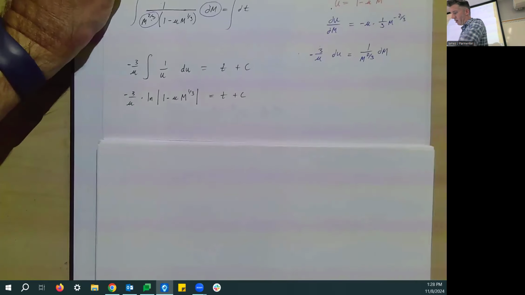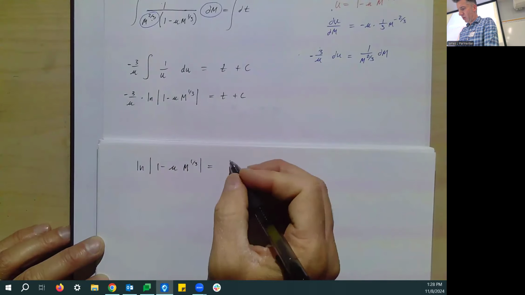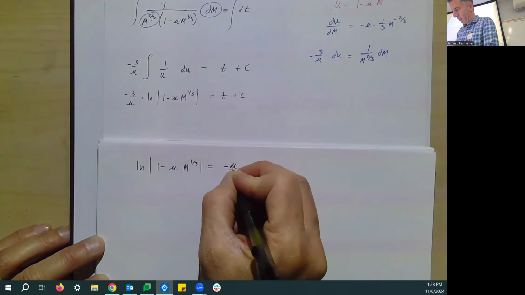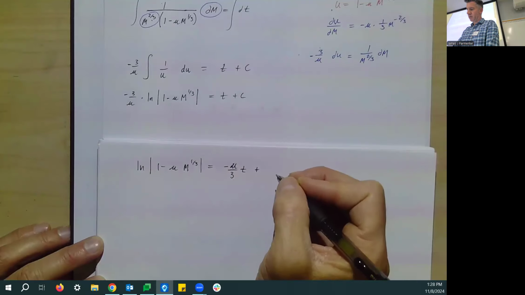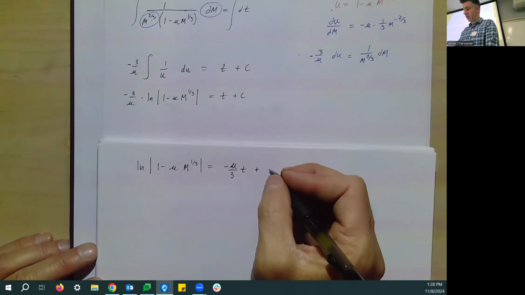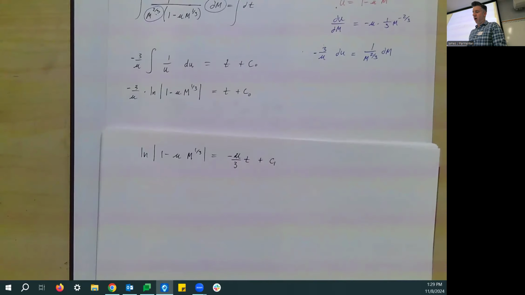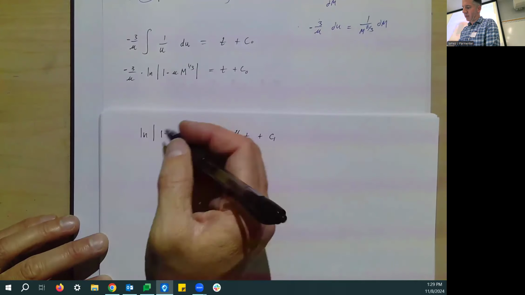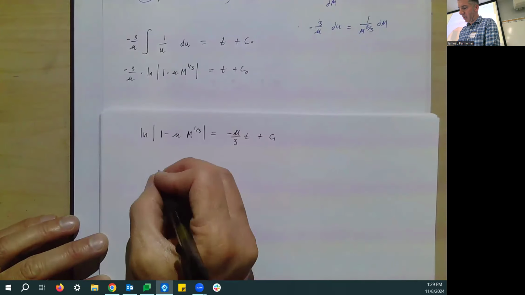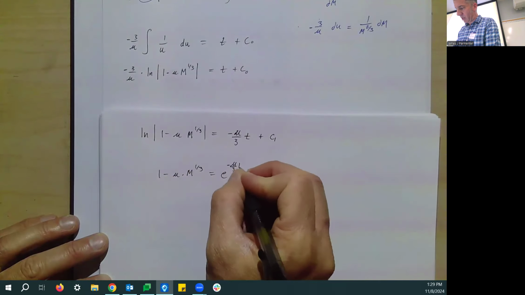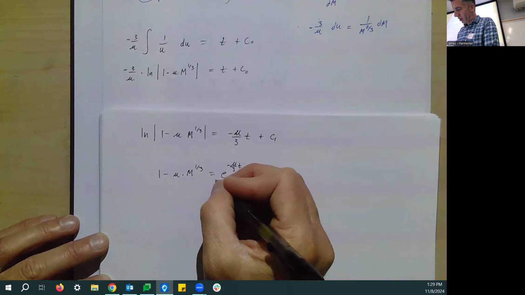All right, so solving for m here. Going to multiply both sides by negative mu over 3. So I'm going to get the natural log of the absolute value of 1 minus mu times m to the 1/3 equal to negative mu over 3 times t plus negative mu over 3 times c, which is still a constant. Let's call it C1. This is C naught. So then we e both sides. You get 1 minus mu times m to the 1/3 equals e to all this stuff. So it's e to the negative mu over 3 times t times e to the C1, which I'm going to call A.